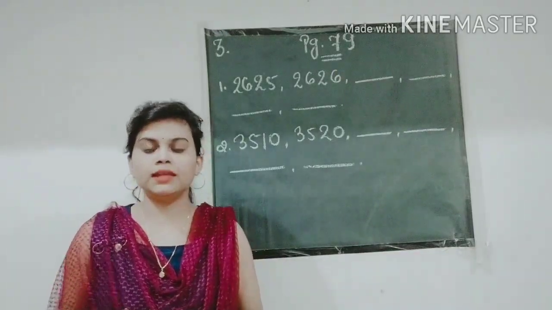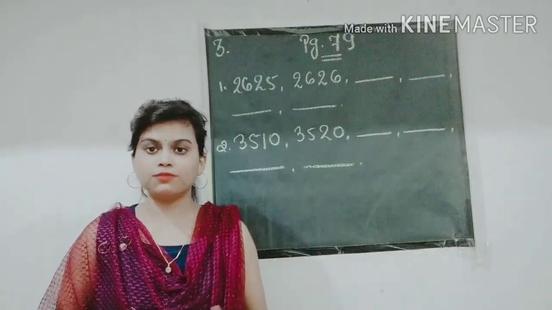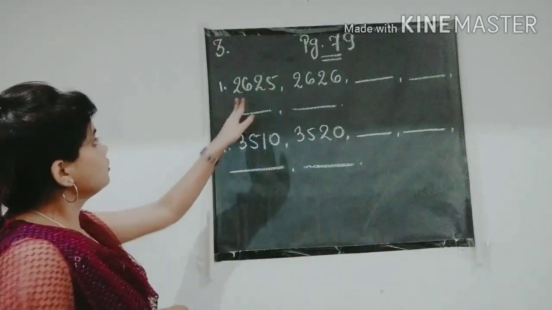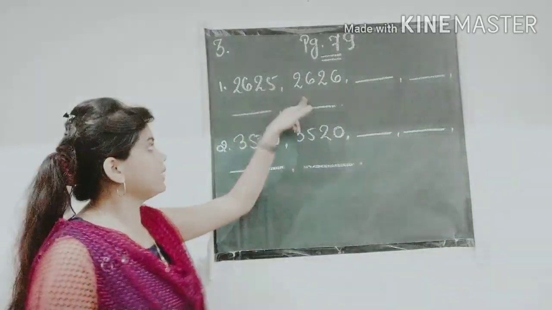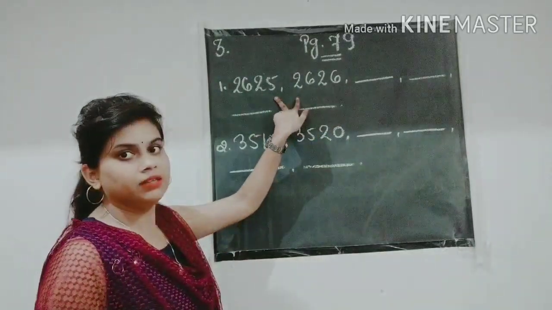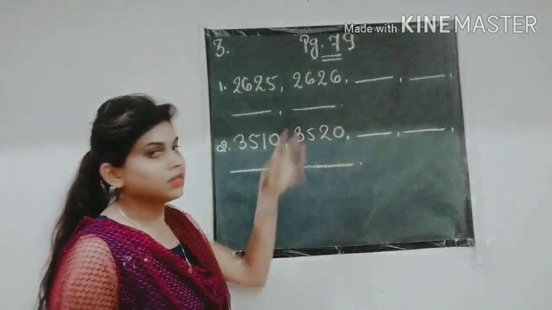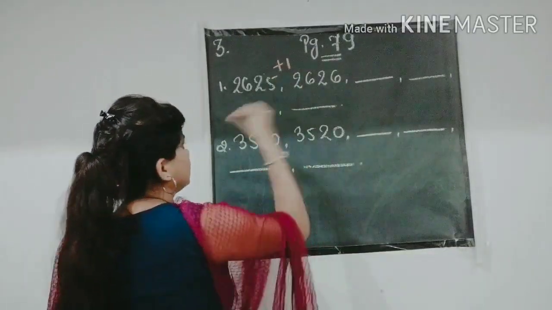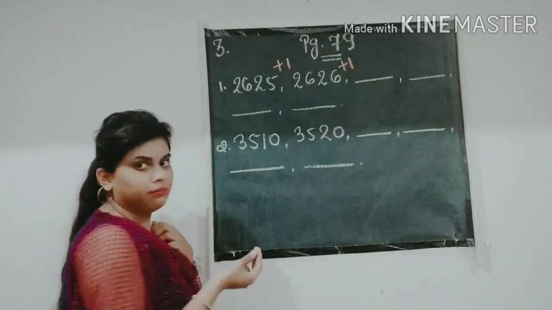Moving on to the next question that is given in your textbook, page number 79, question number 3. Write the next 4 numbers to complete the given series. Okay, see question number 1, 2625. That is your first number. Second number is 2626. See what is the difference between these two numbers? The numbers are increasing by 1. So the next number will also be increased by 1.